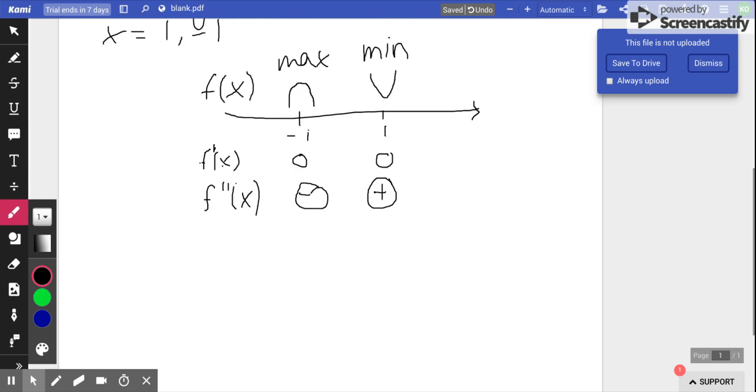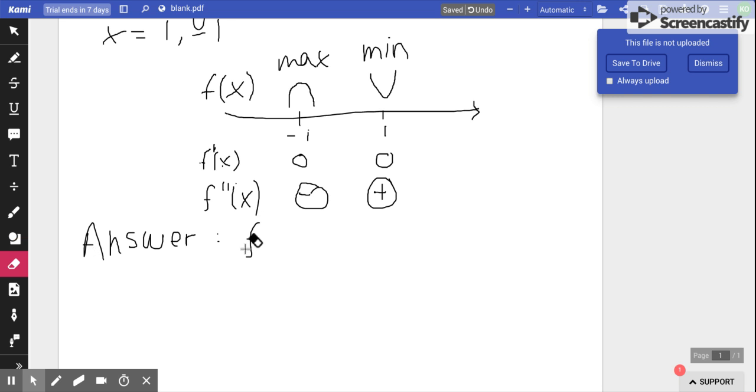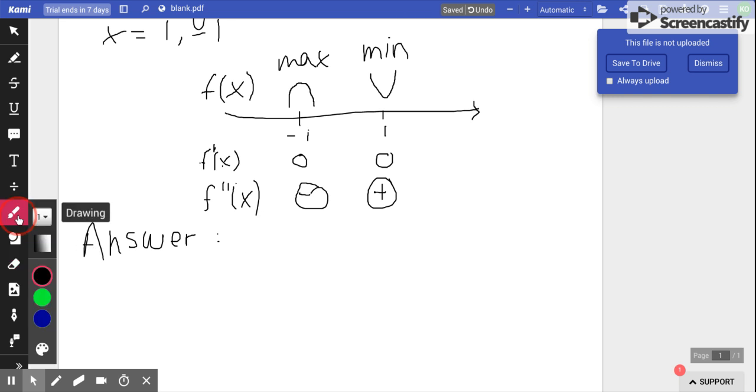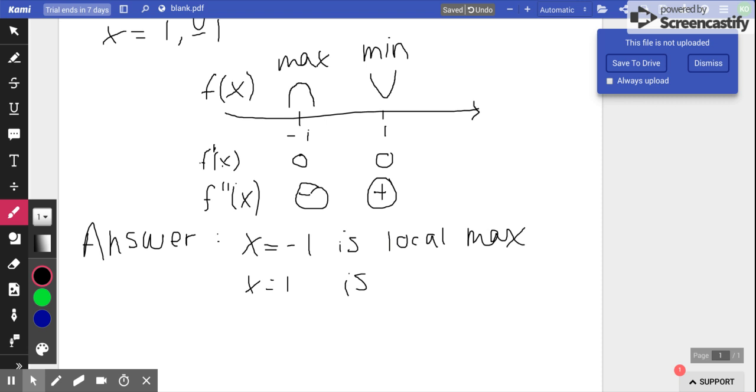which means that for my answer, we have that. That's not what I meant to do. So we get x equals -1 is a local maximum, and x equals +1 is a local minimum. There we go. That's it.